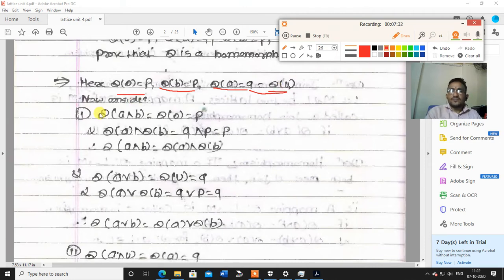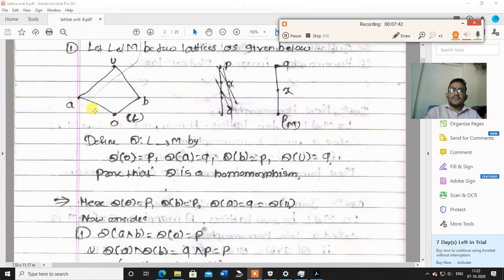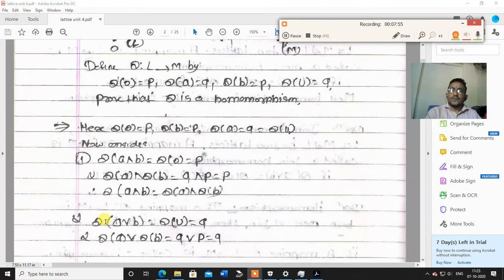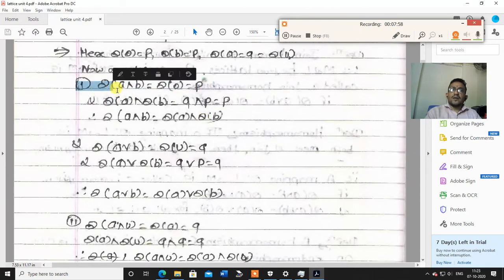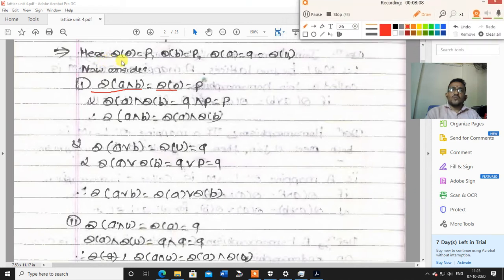Okay, so let's now consider theta of A meet B. What is A meet B here? Looking at the diagram, A meet B is 0 and A join B is U. Therefore, theta of A meet B is equal to theta of 0, and what is given for theta of 0 here is P.